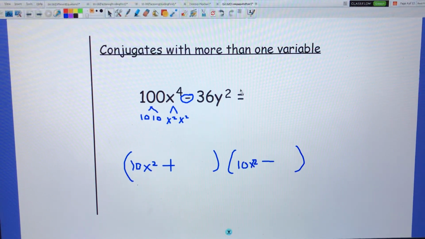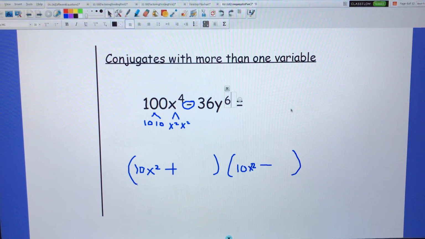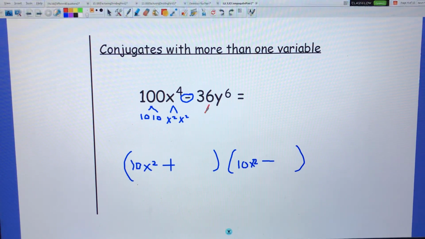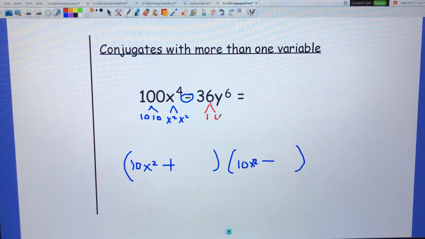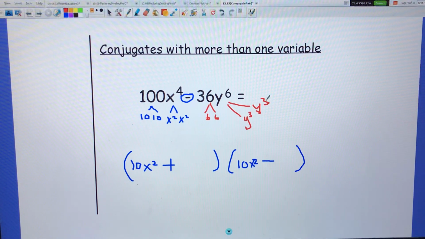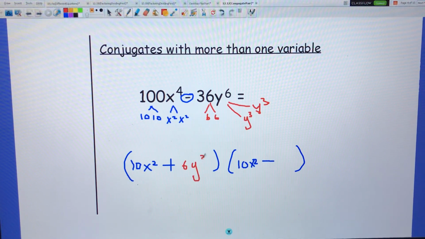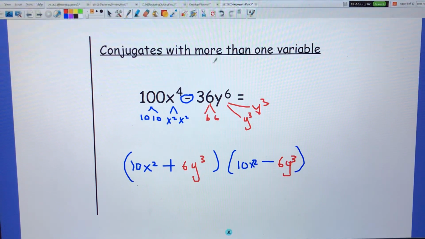Okay, and you know what? Let me make this a different number. Let's make this into a 6. Okay, now the 36, what makes 36 is 6 times 6. And then what makes y to the 6? It's easy, it's just y cubed, y cubed. Because when I multiply exponents, I have to add them. So 3 plus 3 is 6. So again, the right side answer is going to be 6y cubed. Okay. If you need help, please come to the chat room and I'll help you guys out. All right. Bye, guys.